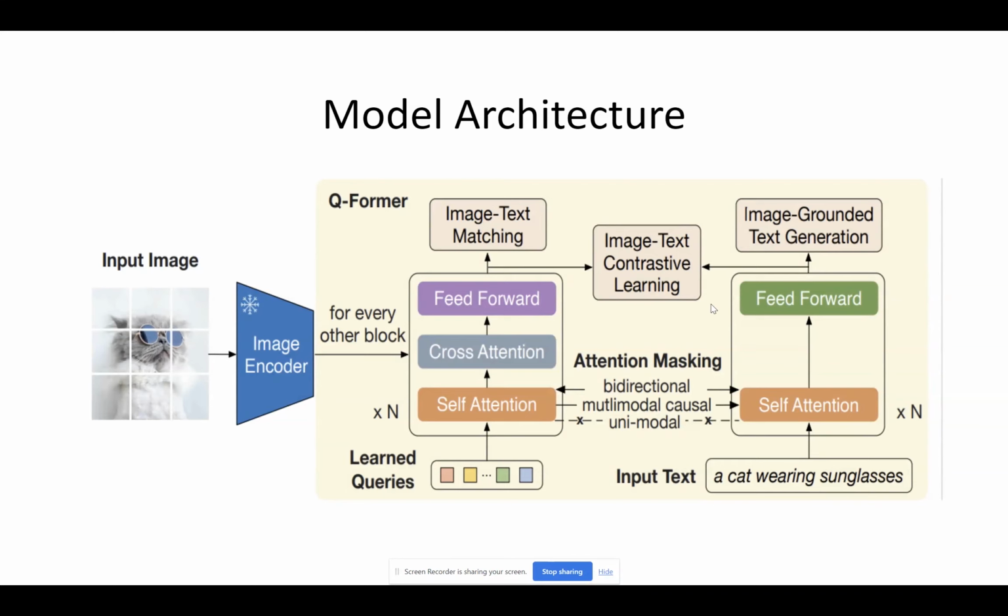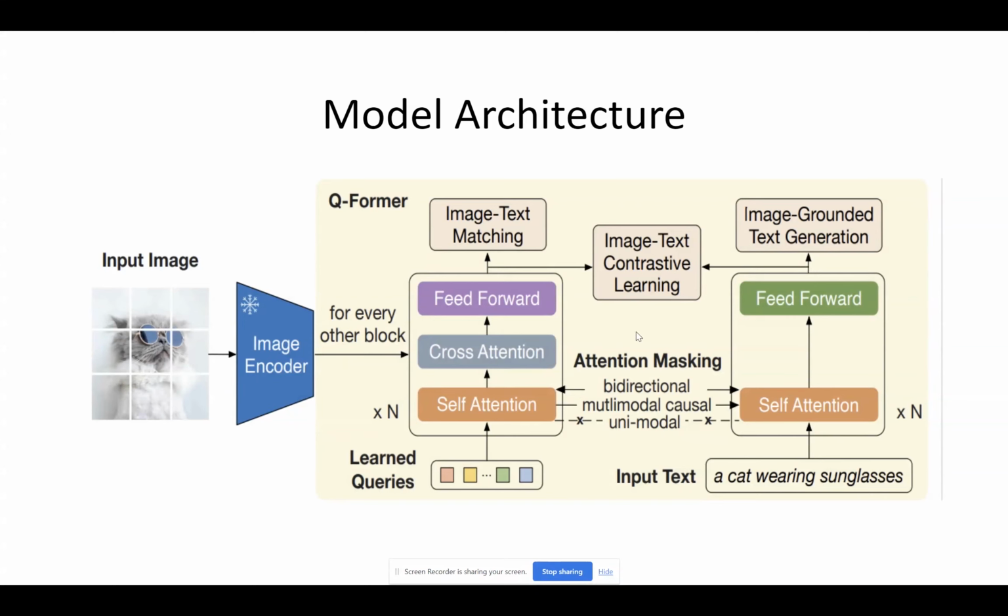Here we create a set of trainable queries that interact with each other through the self-attention layer and interact with the frozen image features with the cross-attention layer. Then we apply a self-attention mask to control query-text interaction.